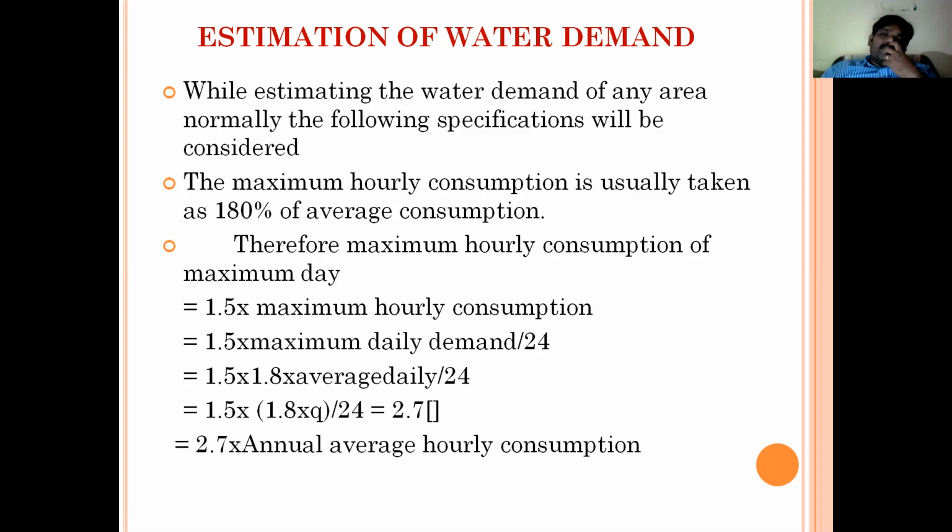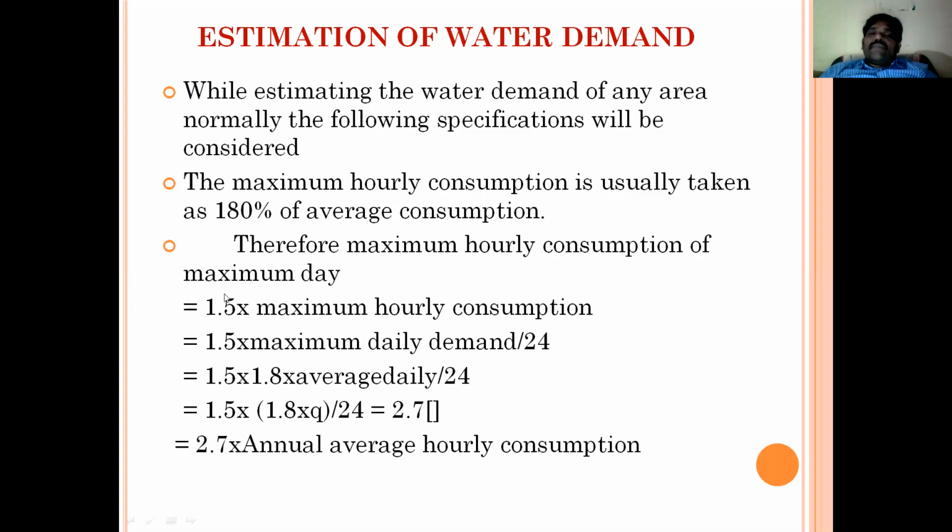See here, there are two considerations while estimating the water demand of any area. Normally the following specifications will be considered. The maximum hourly consumption is usually taken as 180% of average consumption. At one particular period of hours, the consumption is normally 180% of the average consumption. That means in that particular hour, the consumption is 180% of the average consumption.